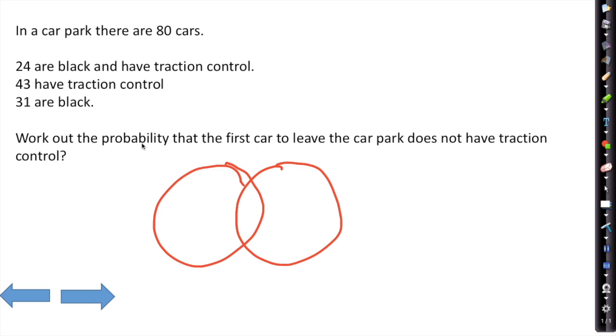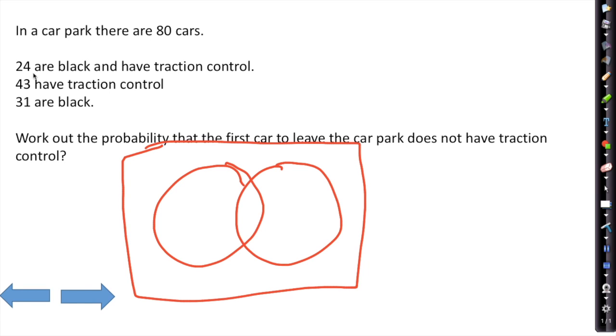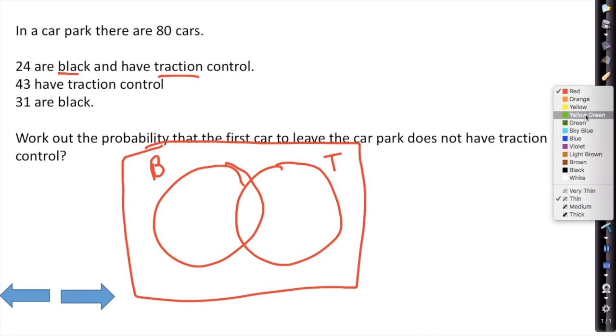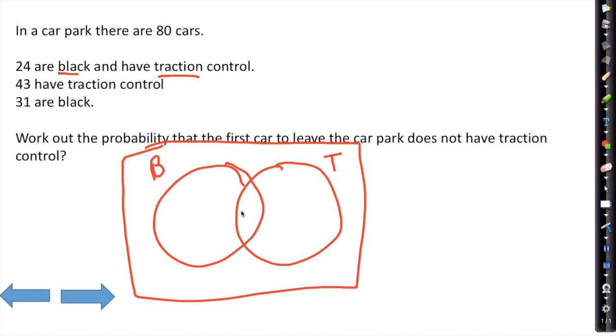So 80 cars overall, 24 are black and have traction control. So let's go for B and T. But this time note that we have been told black and traction control is 24. So let's do our numbers in a different colour. So black and traction control, so the intersection here is 24. Black and traction control, 24.